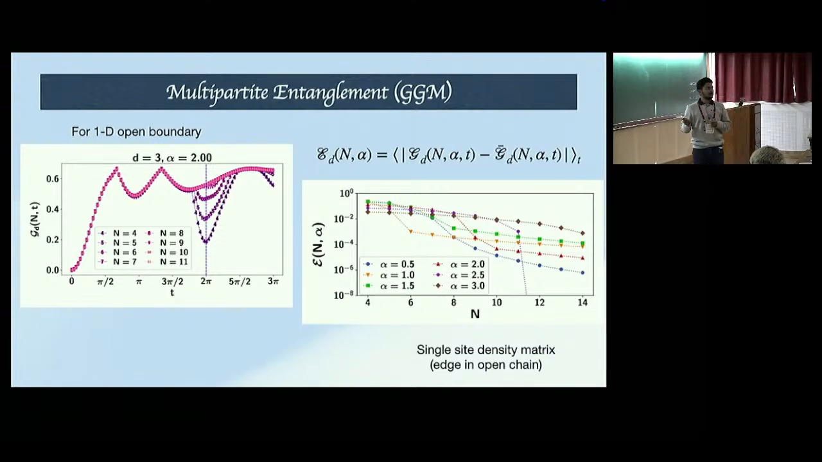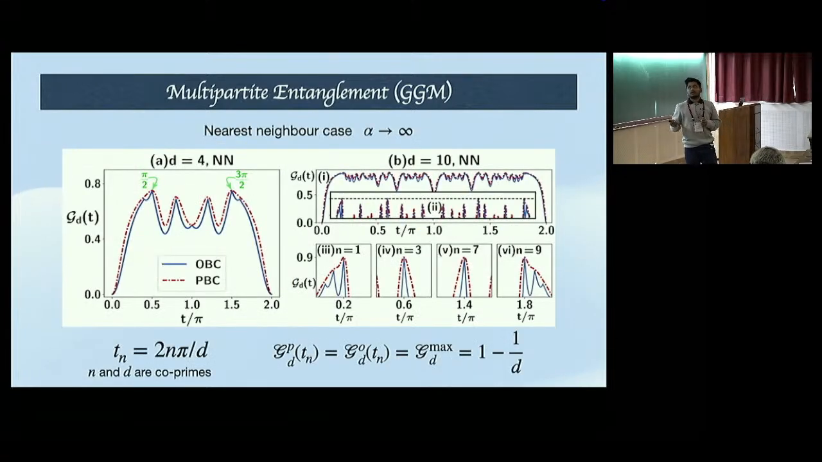That means if we take large enough system sizes, the multipartite entanglement in weighted graph states comes from the single-site density matrix at the edge. This helps us to compute the GGM. So if we first look at nearest neighbors, the solid line is for open boundary and the dotted line is for periodic boundary.